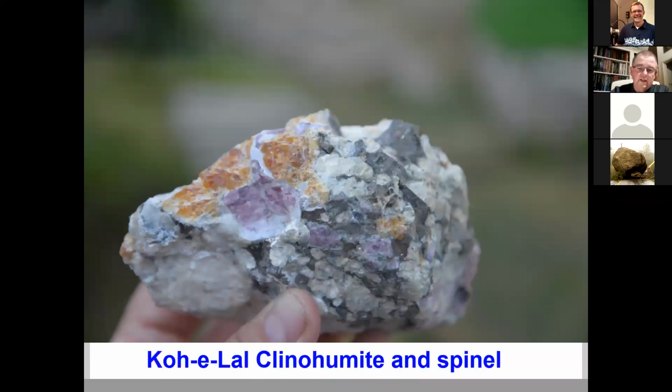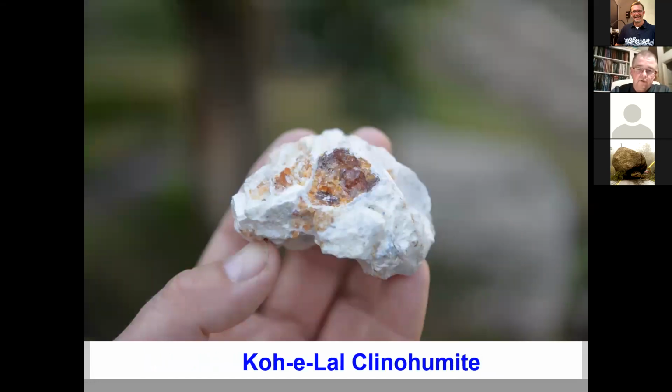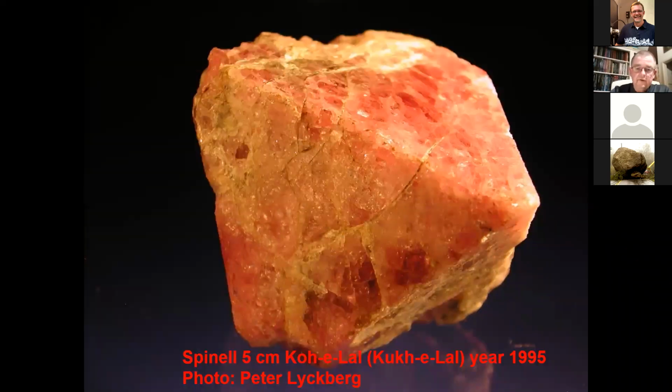Here you can see the pink purplish spinel with the orange clinohumite. It's called, so Kukhilal means mountain of spinel, lal is spinel, and they call this clinohumite, they also call fire lal because of the color. You see here is even gem quality. And here is a larger crystal I bought in 1996 at the Munich Mineral Show from one geologist who worked here in the 80s.